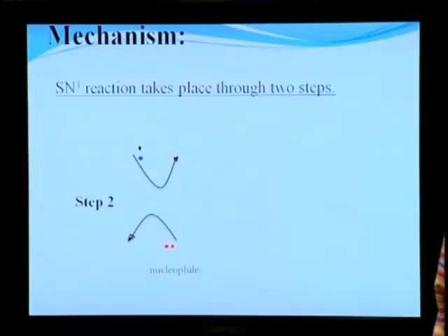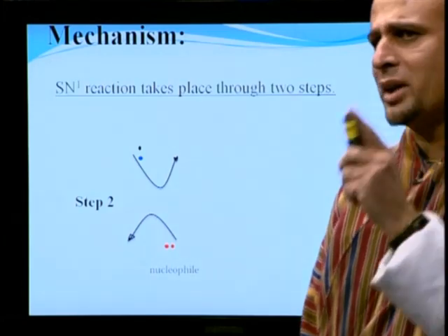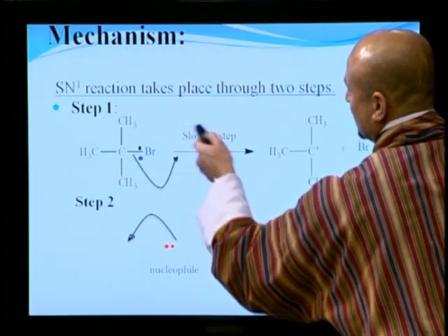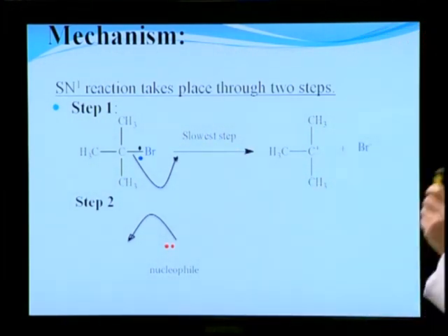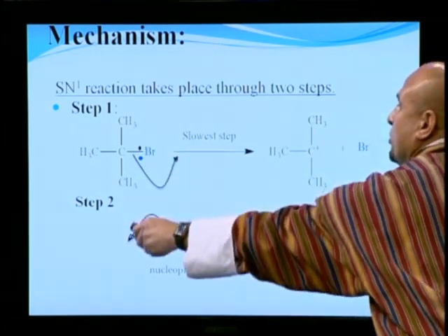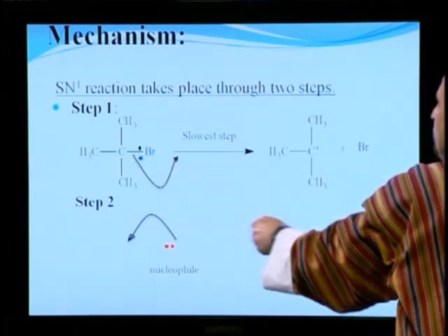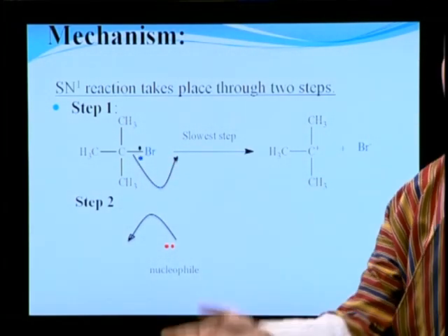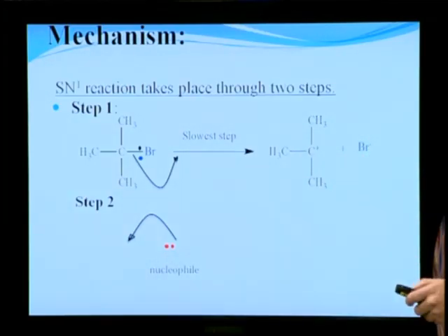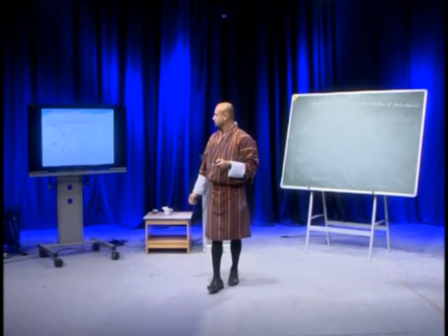Mechanism. Unimolecular nucleophilic substitution reaction, SN1 reaction, takes place through 2 steps. In first step, the breaking of carbon-halogen bond takes place heterolytically. When I say heterolytically, I mean the shared pair of electrons will be taken by bromine as this bond breaks. As a result, bromine will go out as bromide ion, and it results in the formation of carbocation. This is a very slow step, and therefore it is a rate determining step for this reaction.